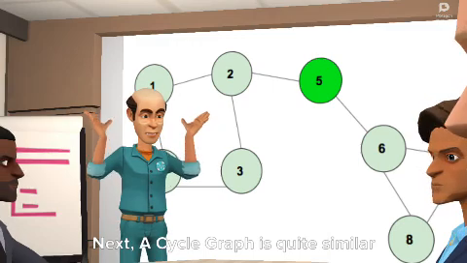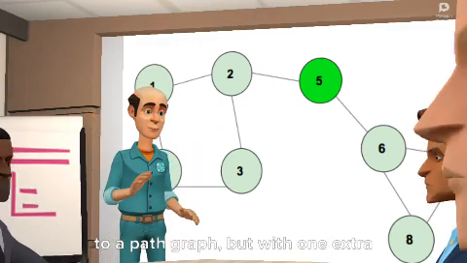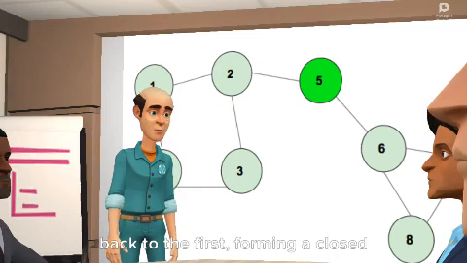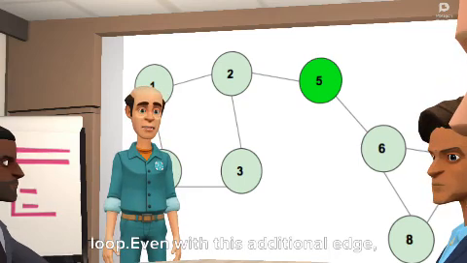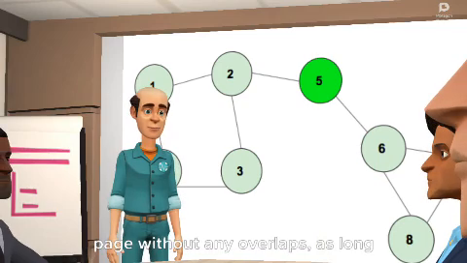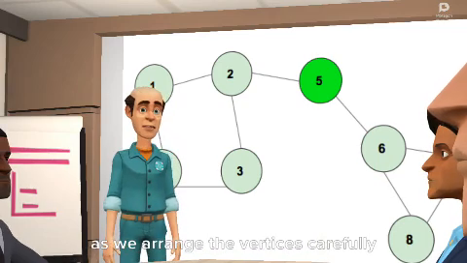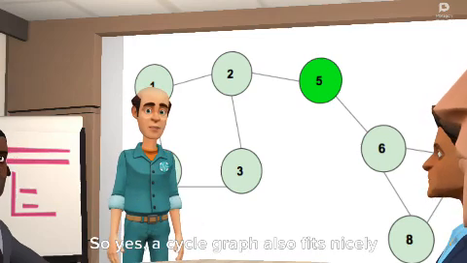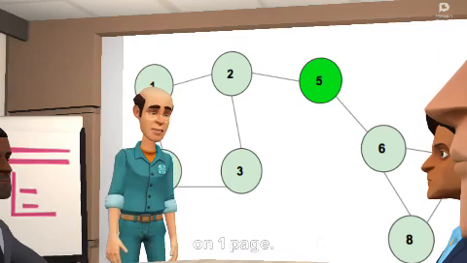Next, a cycle graph is quite similar to a path graph, but with one extra edge that connects the last vertex back to the first, forming a closed loop. Even with this additional edge, we can still draw all edges on a single page without any overlaps, as long as we arrange the vertices carefully and arc the final edge over the top. So yes, a cycle graph also fits nicely on one page.